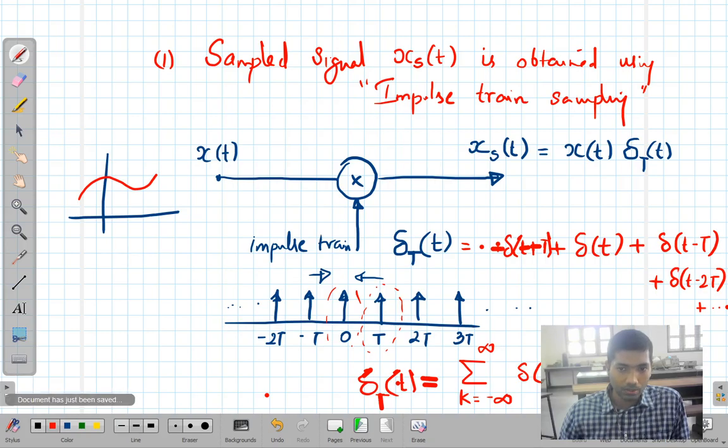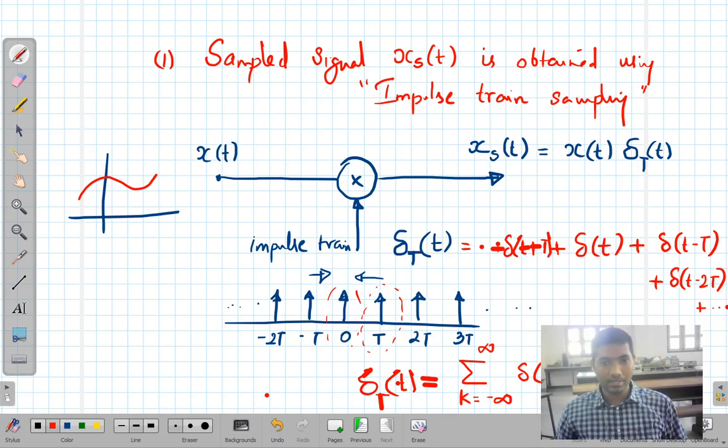So when k is equal to 0, it corresponds to an impulse at 0. When k is equal to 1, it corresponds to an impulse at capital T. K is equal to 2, it corresponds to an impulse at 2T. K is equal to minus 1, it corresponds to an impulse at minus T, and so on. So this impulse train is denoted by del T of t, which is summation del of t minus kT. Okay, so this is one thing that you need to understand. A sampled signal x s of t is obtained using a train of impulses.